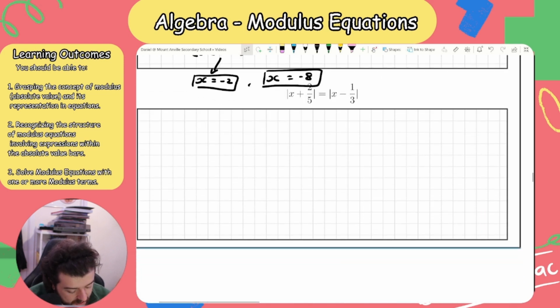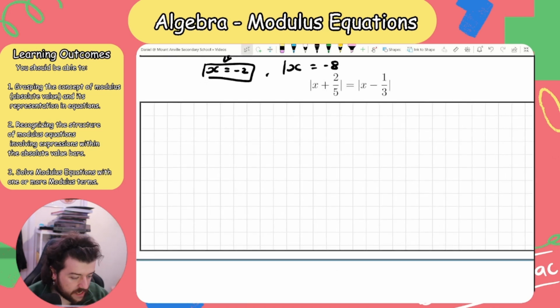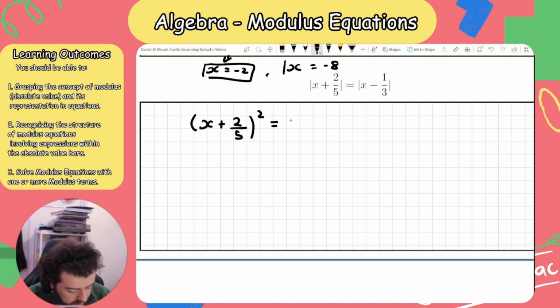Now finally, this one here is a bit of a nasty one. So I have fractions. So I have the absolute value of x plus 2 over 5 equals the absolute value of x minus 1/3. So that is going to be x plus 2 over 5 squared equals x minus 1/3 squared. So multiply these out.